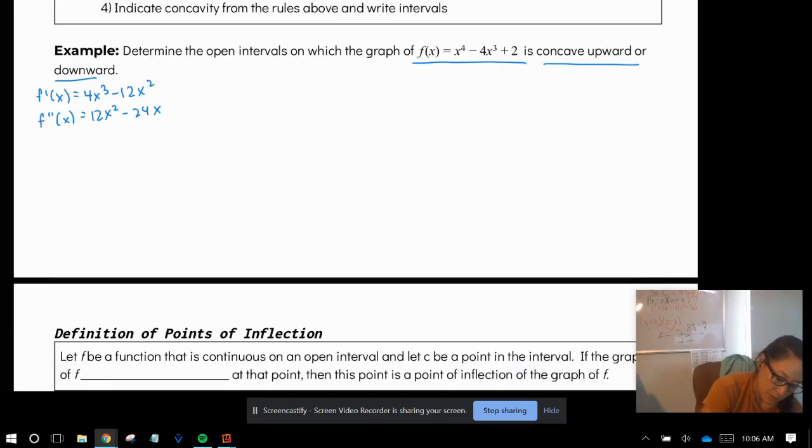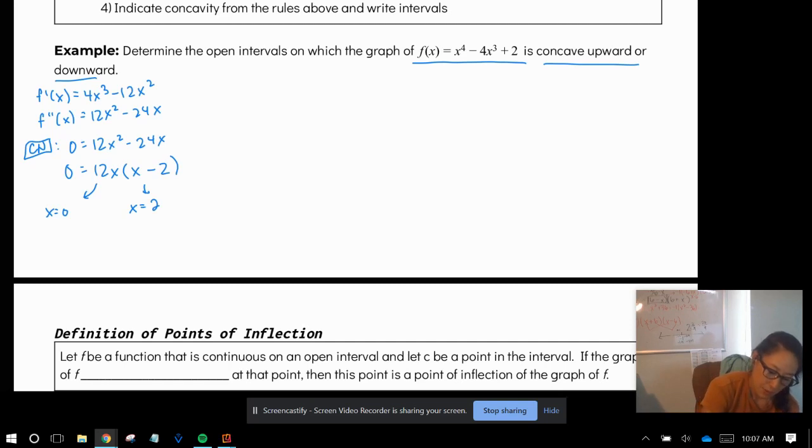We find our critical numbers. 0 is equal to 12x squared minus 24x. I also notice that nothing makes our function undefined, so we don't have a critical number from being undefined. I'm going to factor out the 12x, so I get 12x times x minus 2 is equal to 0. So x is equal to 0, and x can equal 2.